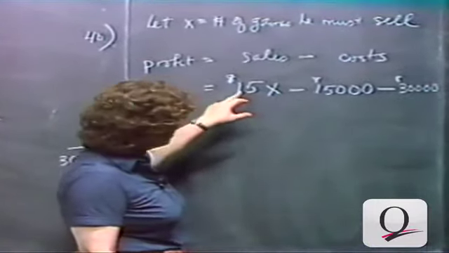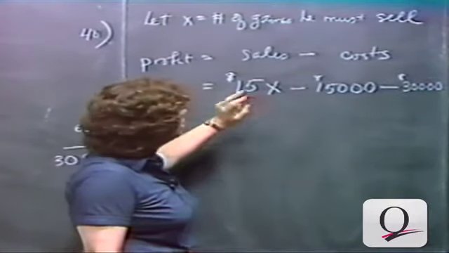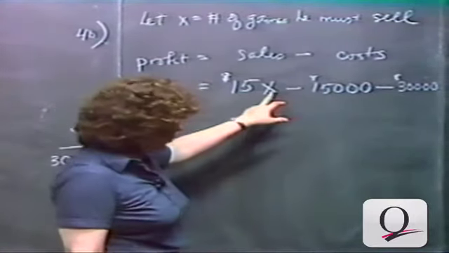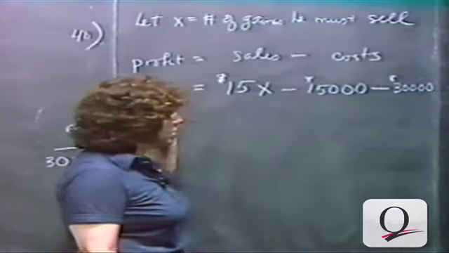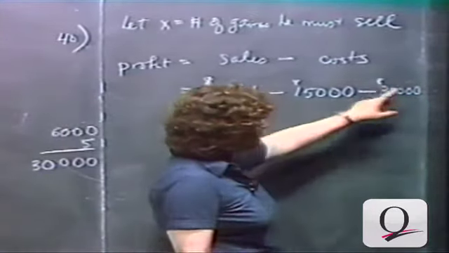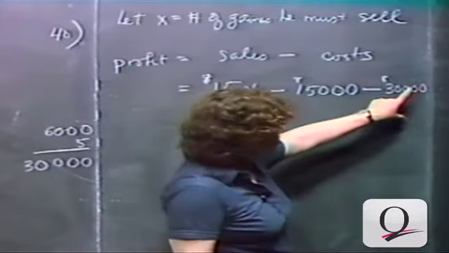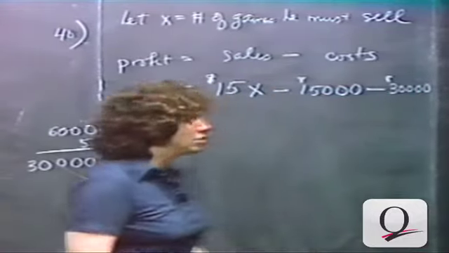Okay, the profit will be the total sales. If he sells them at $15 a game, and there are X games. He doesn't necessarily sell all of the games. Okay, he's selling X of the games, but he did make 6,000 games at $5 a game. That cost him $30,000, and $15,000 overhead.